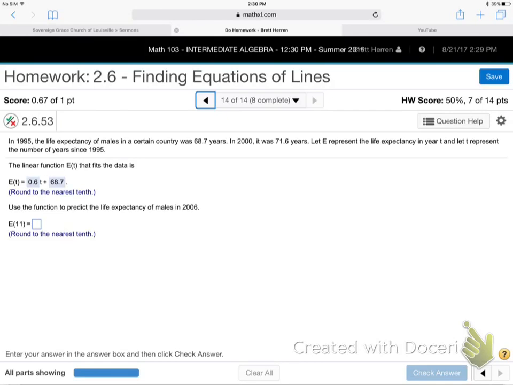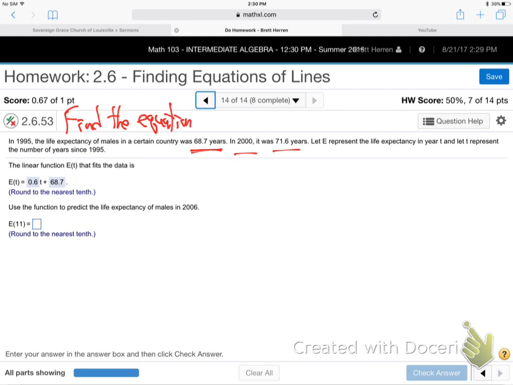14. Okay, so I've already written the answer there. But how do we do this? In 1995, life expectancy of males in a certain country was 68.7 years. In 2000, it went up to 71.6 years. So write a formula. So, a real-life word problem about how life expectancy goes up over years. Make a line equation. So here's how we do it. Basically, this is the same thing as them saying find the equation.